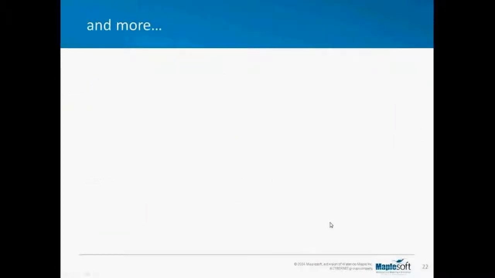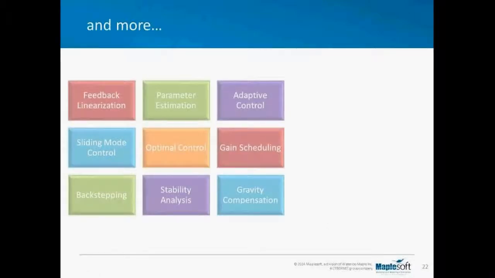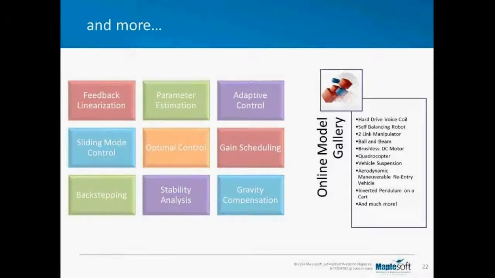Okay, and beyond the examples that I've shown, we have capabilities to do other types of control design. For example, feedback linearization, parameter estimation, adaptive controls. I've just shown a few of our examples. We also have a model gallery on our website, which we frequently post new material on. These are some of the control-related examples that are on there.